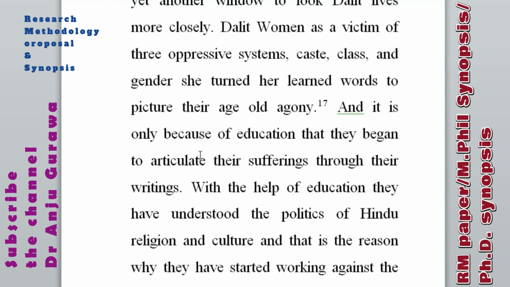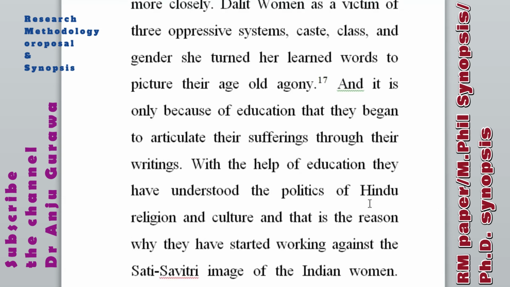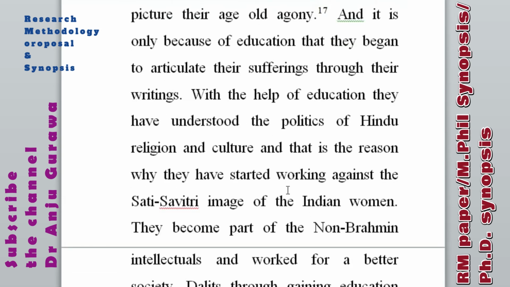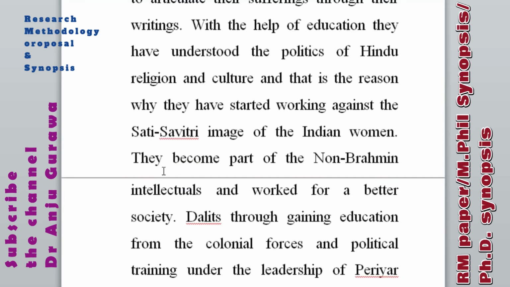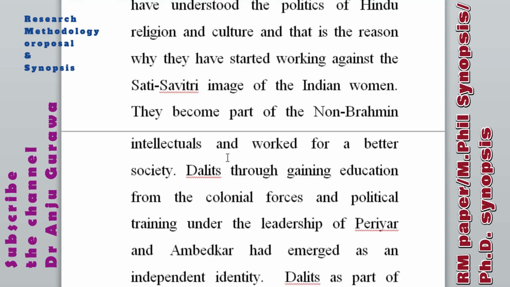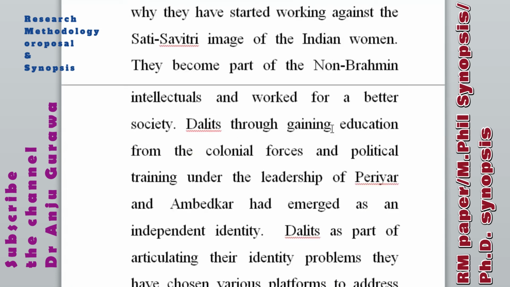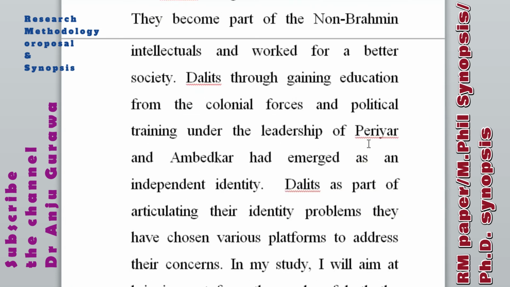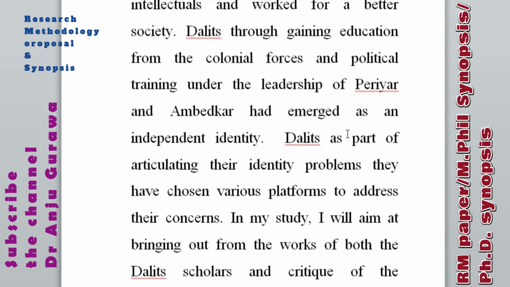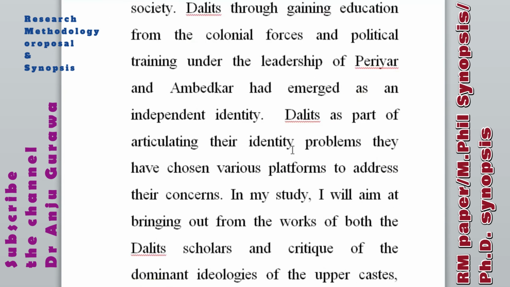Dalit women, as victims of three oppressive systems, caste, class and gender, turned their words to picture their old agony, and it is only because of education that they began to articulate their suffering through writing. With the help of education, they have understood the politics of Hindu religion and culture, and that is the reason they have started working against the Sati Savitri image of Indian women. They became part of non-Brahmin intellectuals and worked for a better society.